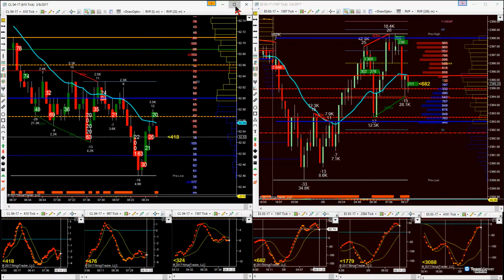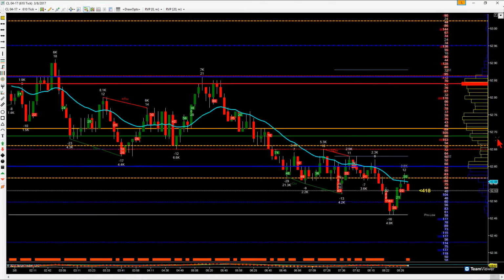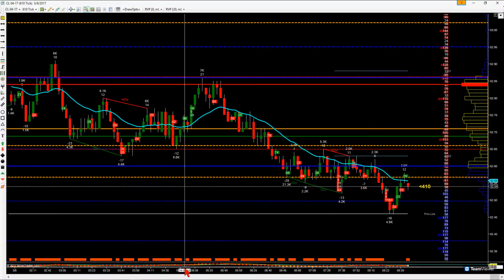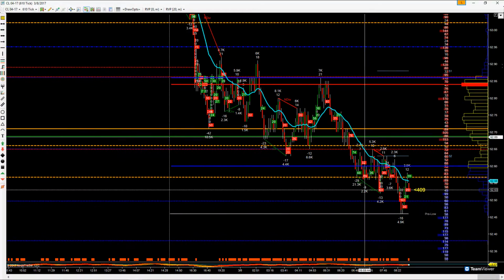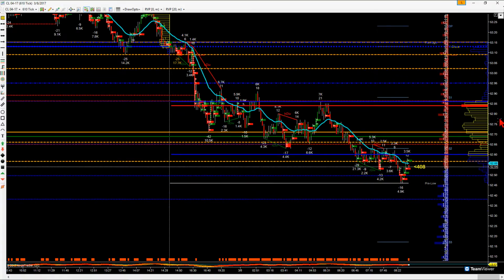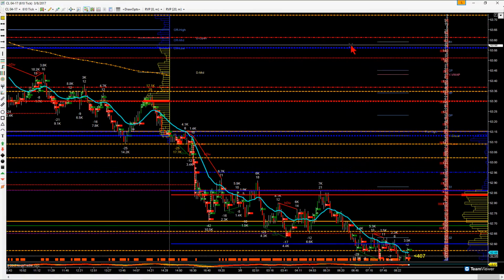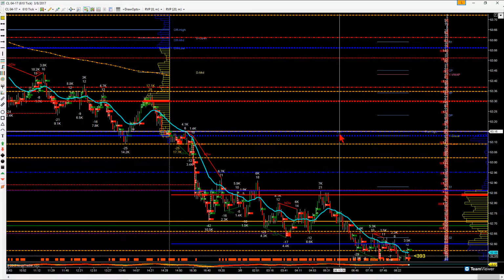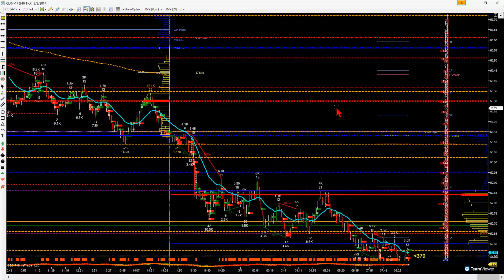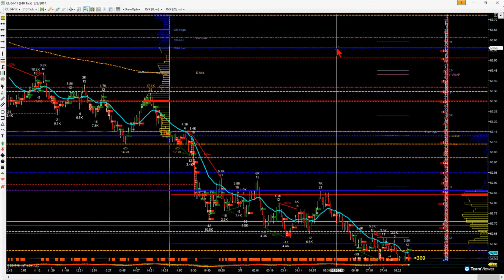We moved the levels over last night. Value area high, value area low, and VPOC have been adjusted already so that they coincide with yesterday's value area high, value area low, and VPOC. Okay, low, value area low, VPOC, value area high.